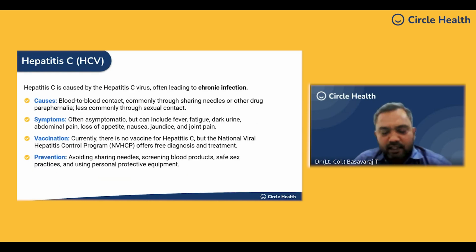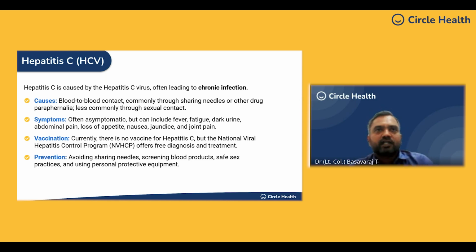Coming to hepatitis C, as I said, it is similar to hepatitis B. There is no vaccination for hepatitis C. Otherwise, it is similar to hepatitis B, and it is more prone to chronicity. Again, the transmission and the causes are similar to hepatitis B. You need to practice the same kind of preventive measures for hepatitis C also.